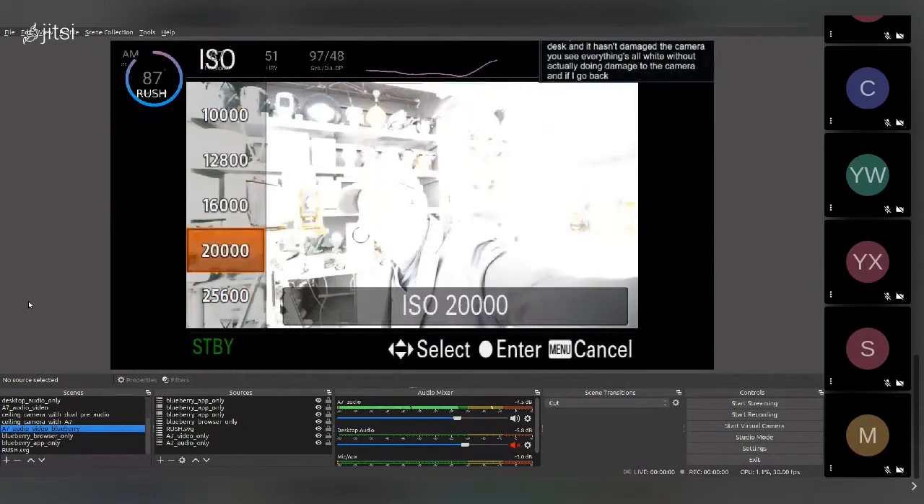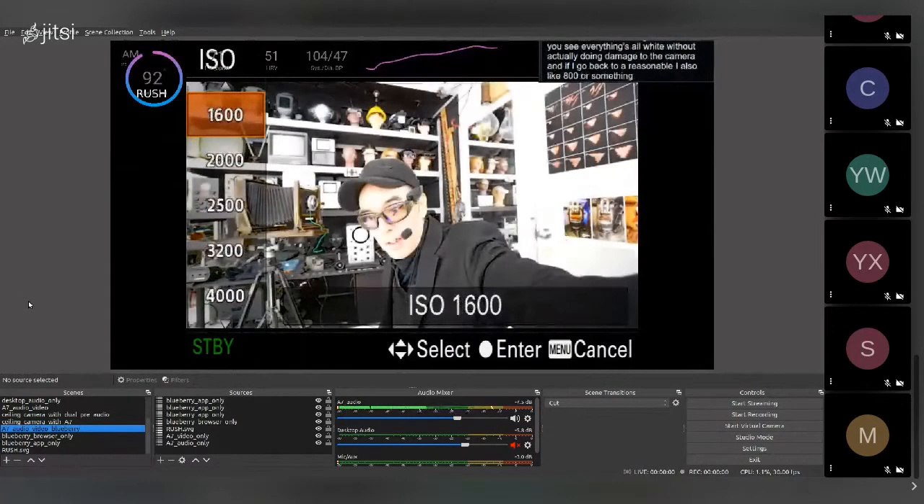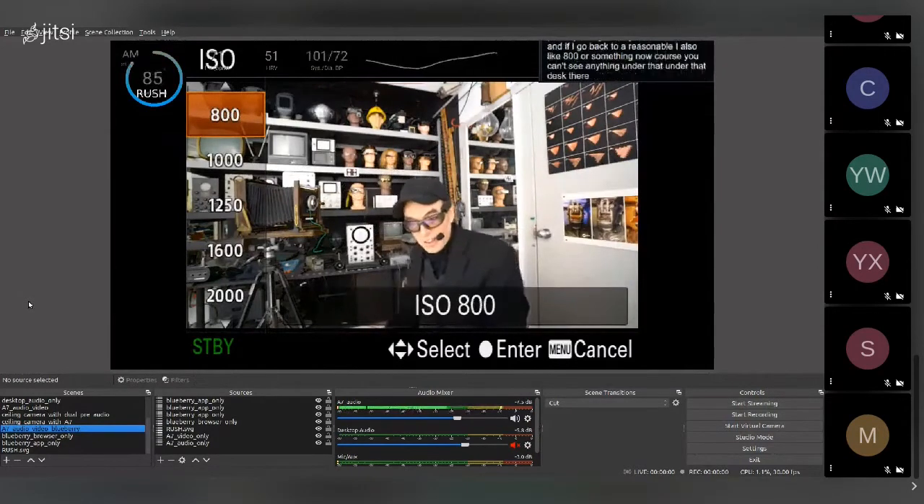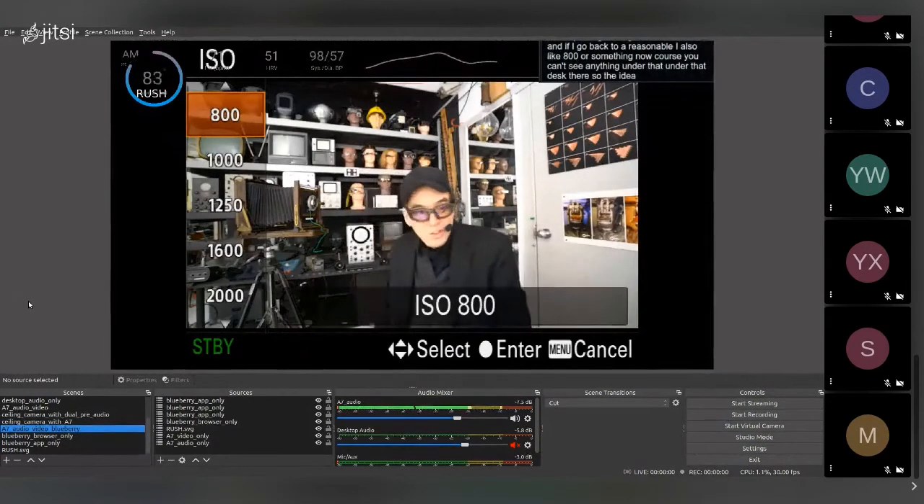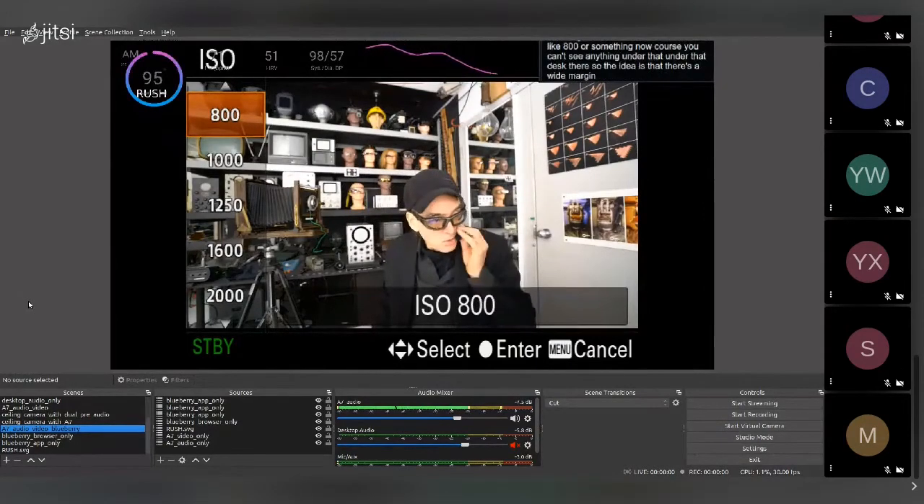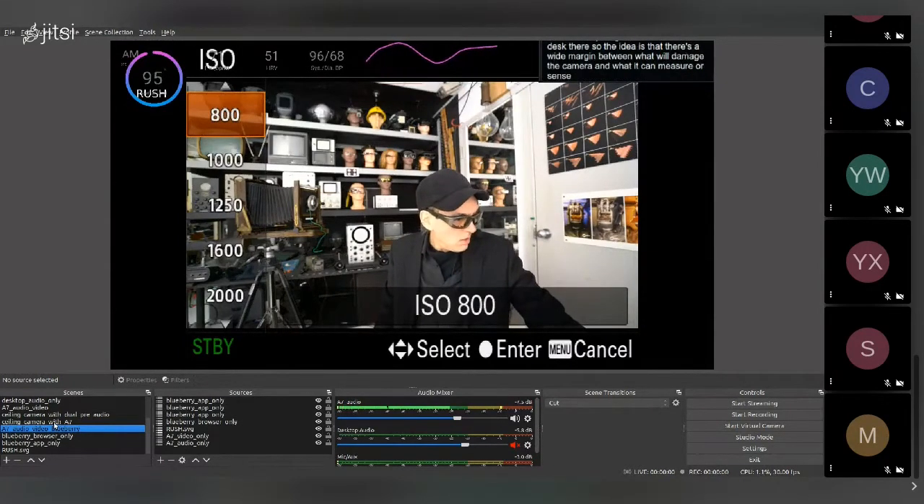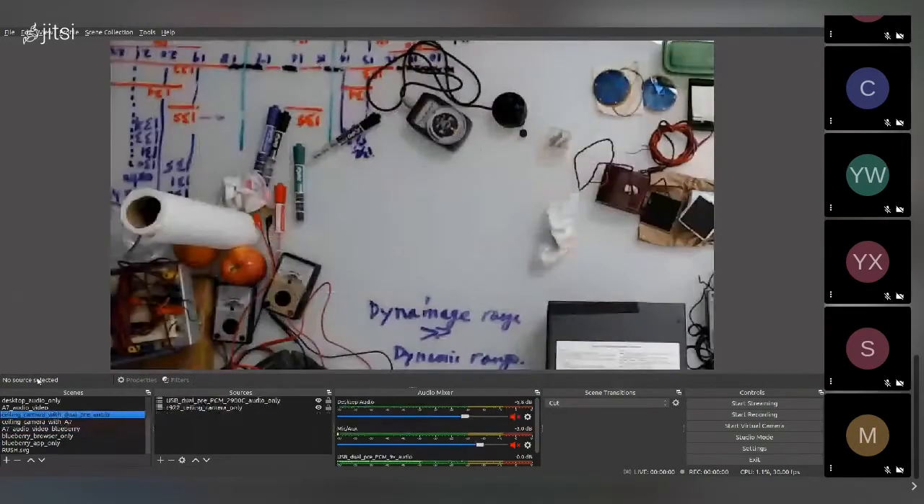And if I go back to a reasonable ISO like 800 or something, now of course you can't see anything under that desk. So the idea is that there's a wide margin between what will damage the camera and what it can measure or sense. And what we can do is reclaim that margin. HDR, quantographic imaging, comparametric equations, and so on, allow us to do that.